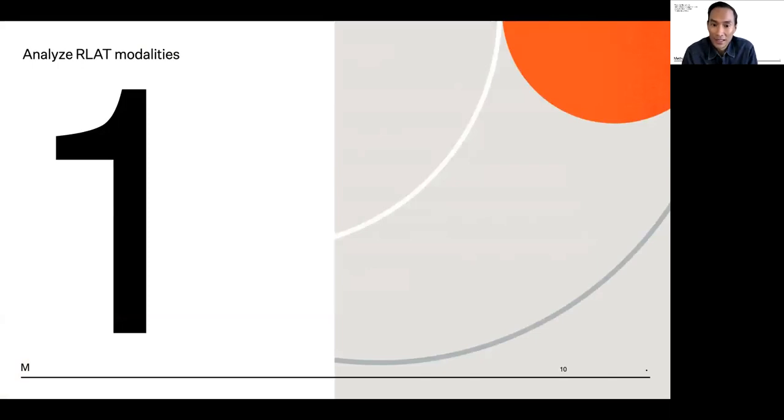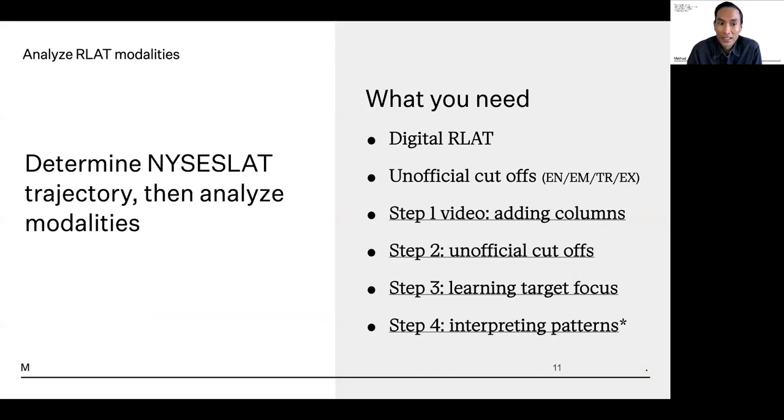Analyzing the RLAT modalities. Last week we looked at the trajectory of an ELL according to the NYSESLAT. Now we're going into more of an analysis of the modalities that make up that score. Teachers in the New York City area would know about the RLAT. If you don't know about the RLAT, then you should get one from your administrator at your school. Typically in the main office, they have access to the ATS system.